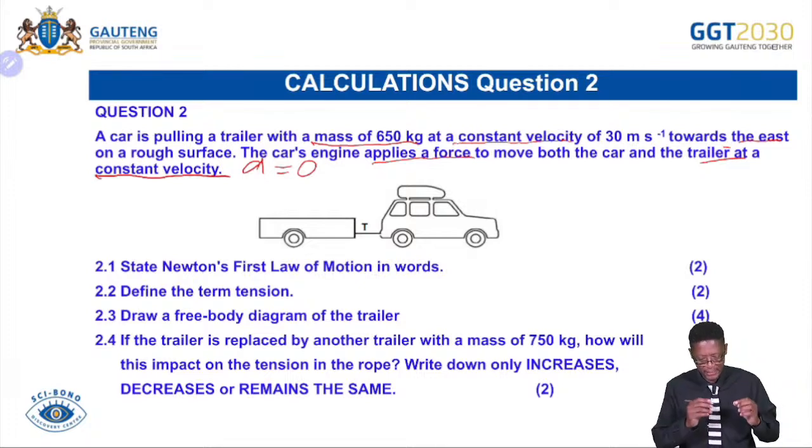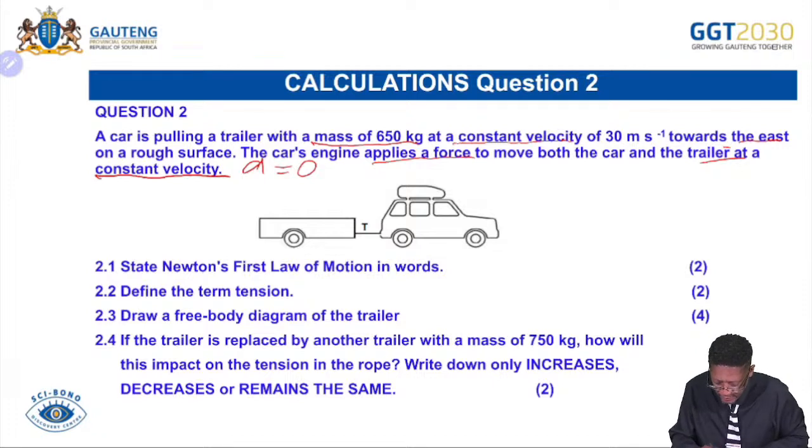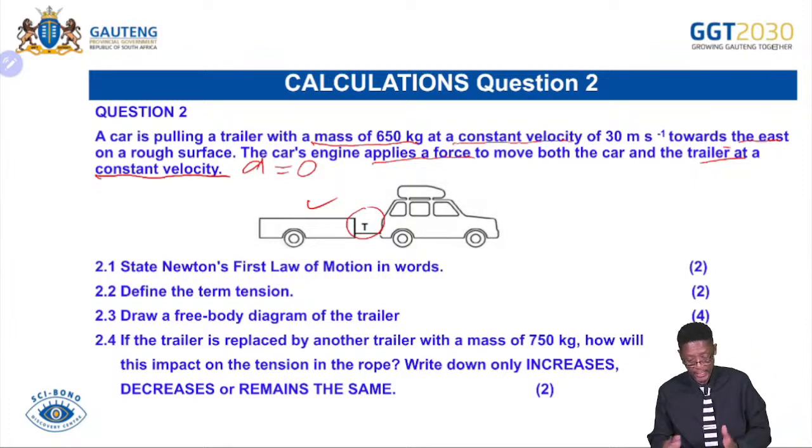Now, that's where we start. You are given the drawing there. This is a trailer. This is the car pulling it. What is this? The tension, right? Right between the car and the trailer.